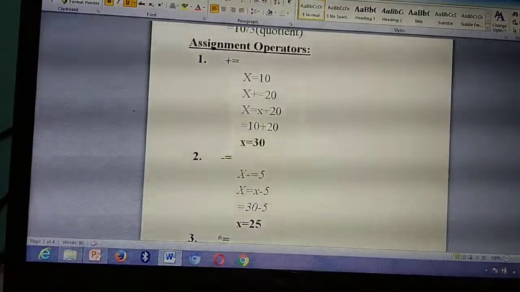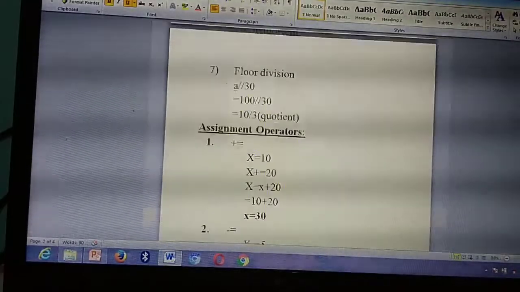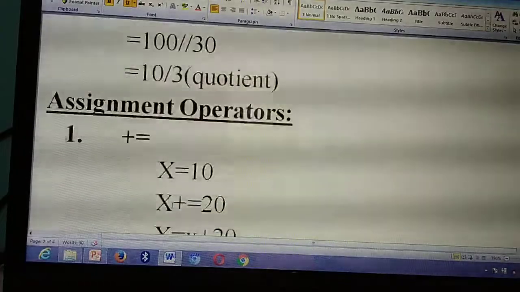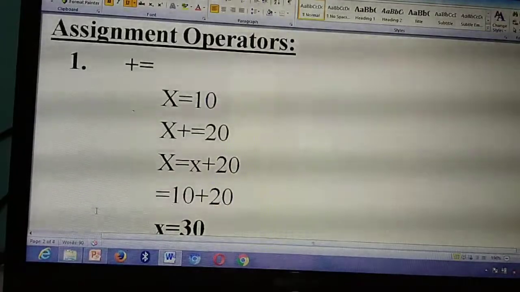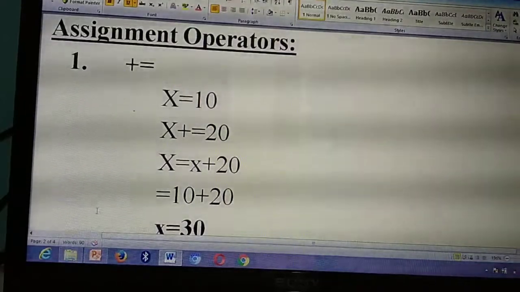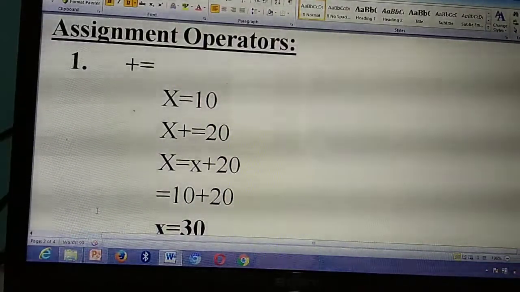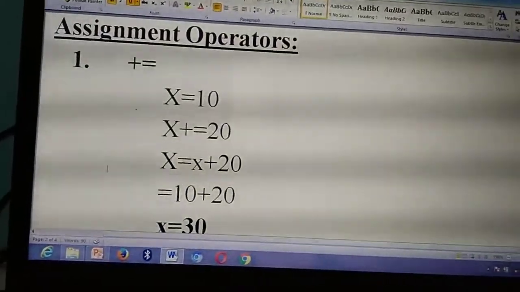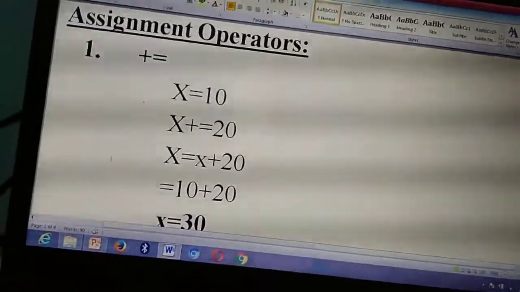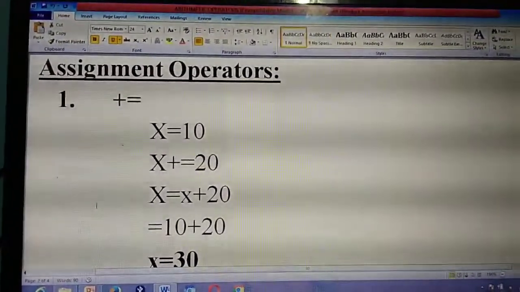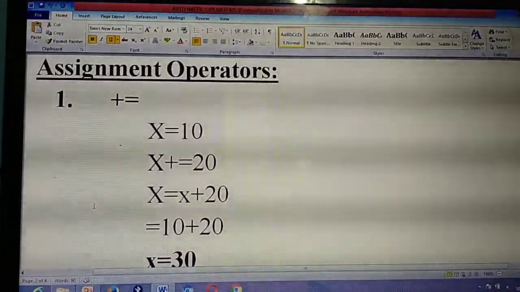These calculations are not given in your book, so please note them down. Take your book, and near the assignment operators section you can note it down. These are the calculations. Is it visible to you?